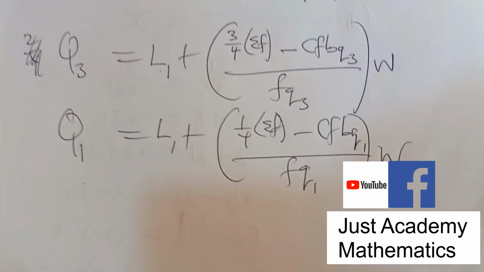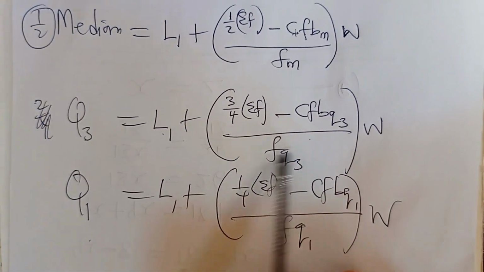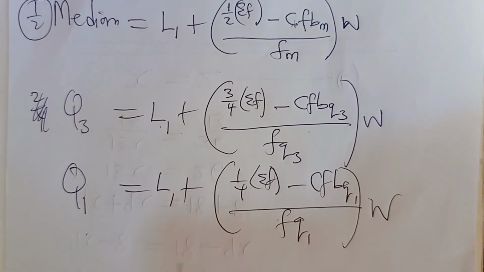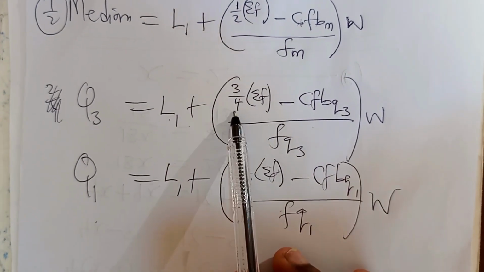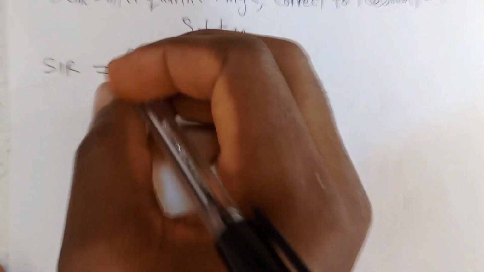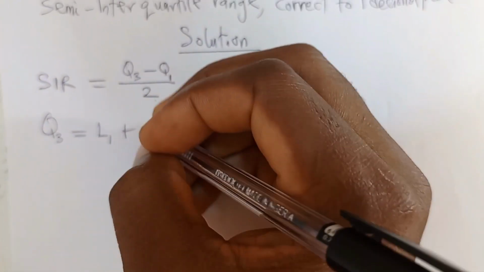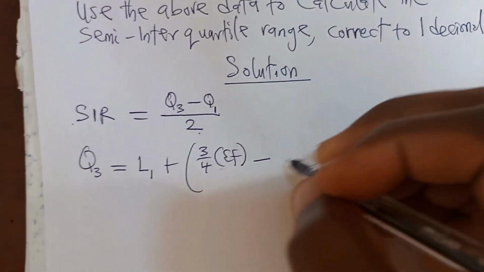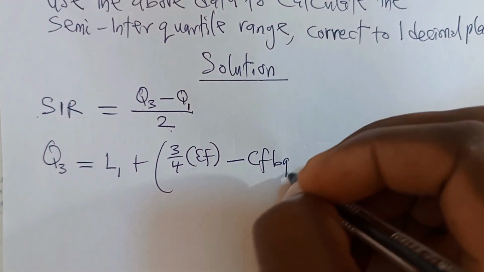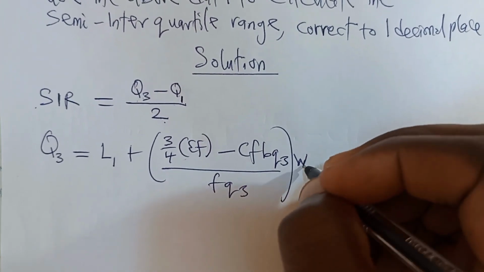Does that make sense? So with the understanding of median, you can know the formula for third quartile, first quartile. Percentile, decile is the same thing. If I want to look for 60th percentile now, that is the same thing as 60 over 100 here. So let's write out the formula now. So for Q3, what is the formula? L1 plus what? Plus 3 over 4 summation of F minus cumulative frequency before Q3 over frequency of Q3 times W.